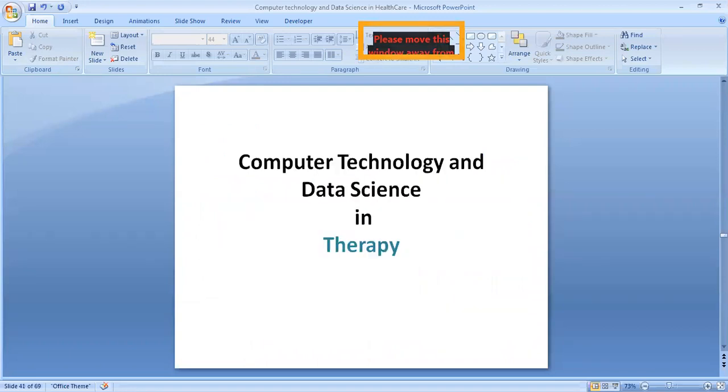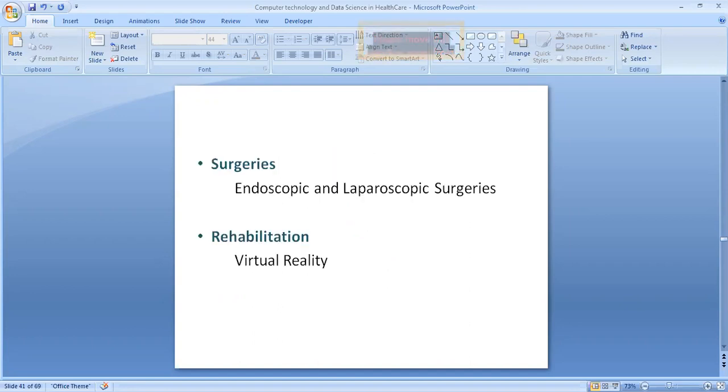Then computer technology. So far, we have been looking into medical diagnosis and predictions. Now it is the applications of computer technology and data science in therapy, which means giving treatment. So how do we go about prescribing a specific treatment modality for a patient who has been diagnosed with the help of, say, some CT or MRI?